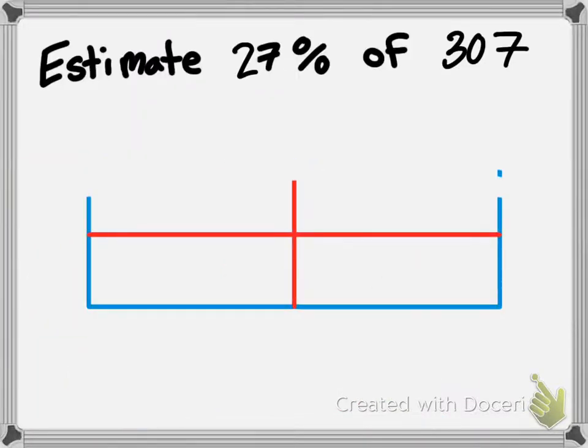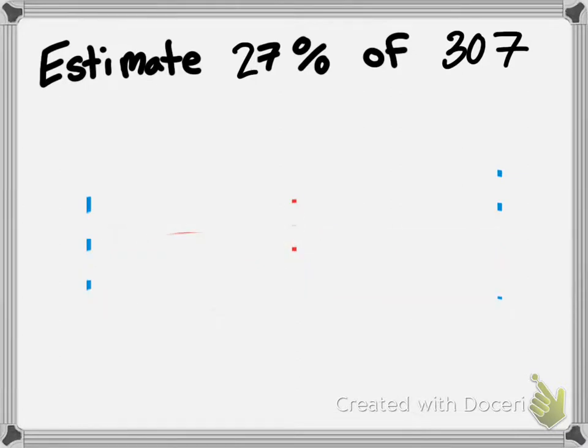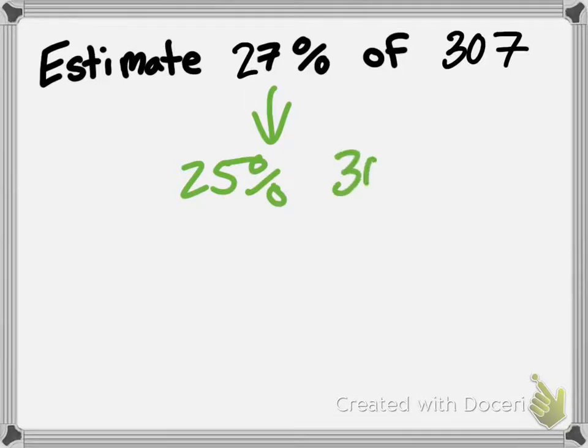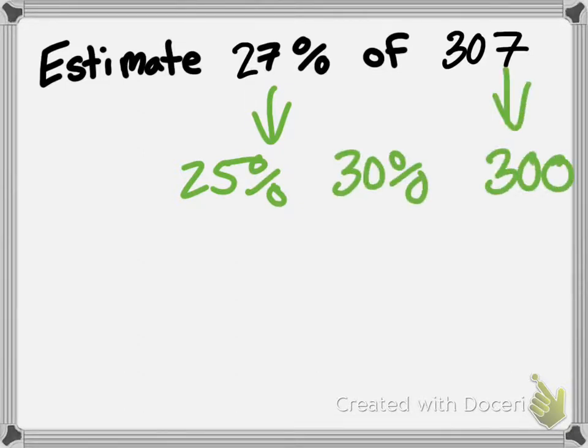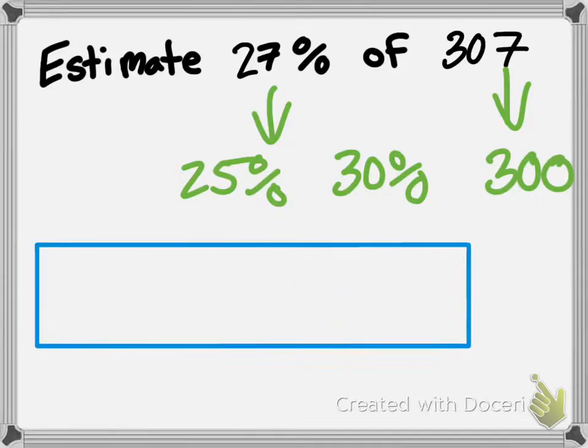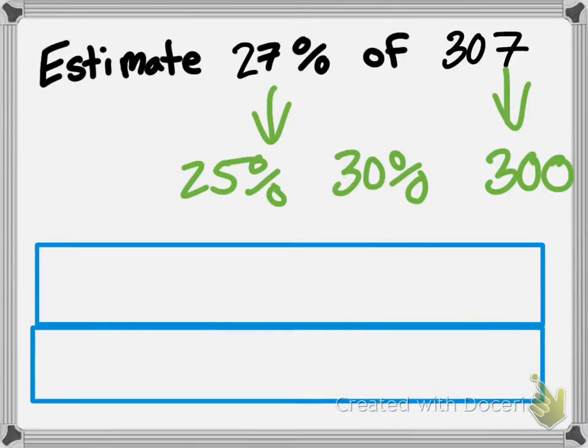27% of 307. Let's make it easy. Hey, I like my 5s. So 27, 2 different ways we could go. We could either go the 25%, that works. We could go the 30%, that works. 307, let's go 300. Pick and choose, you guys, so you can get different answers. I'll do both of them.